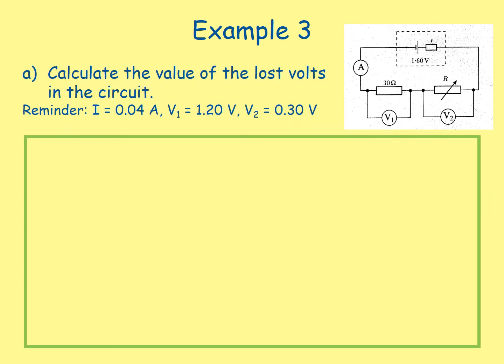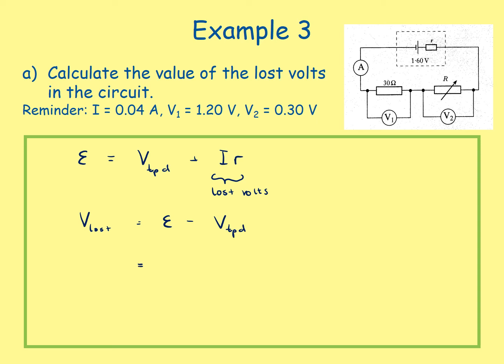So A is asking us to calculate the value of the lost volts in the circuit, and we've got a quick reminder of those values taken as well. We know our equation is our EMF equals our terminal potential difference plus IR, and our lost volts in here is actually this IR. So rearranging this, our lost volts is equal to our EMF minus our terminal potential difference.